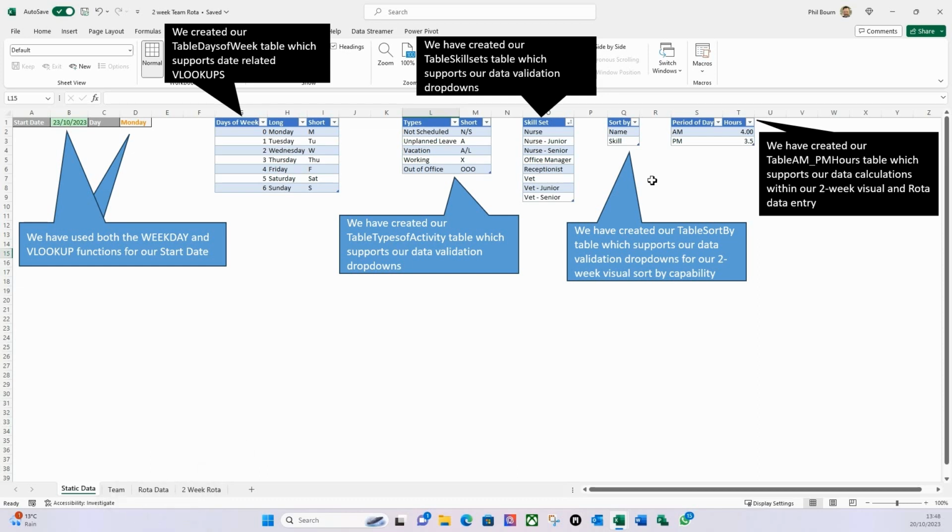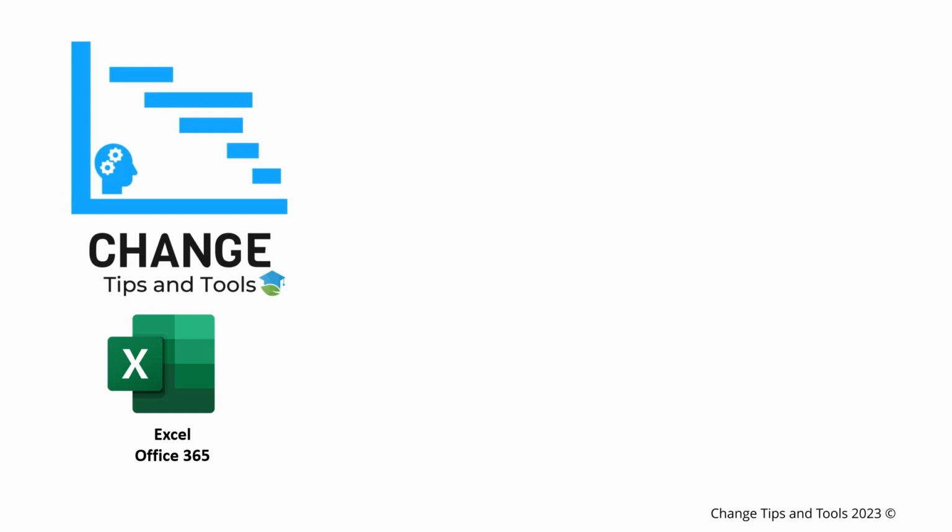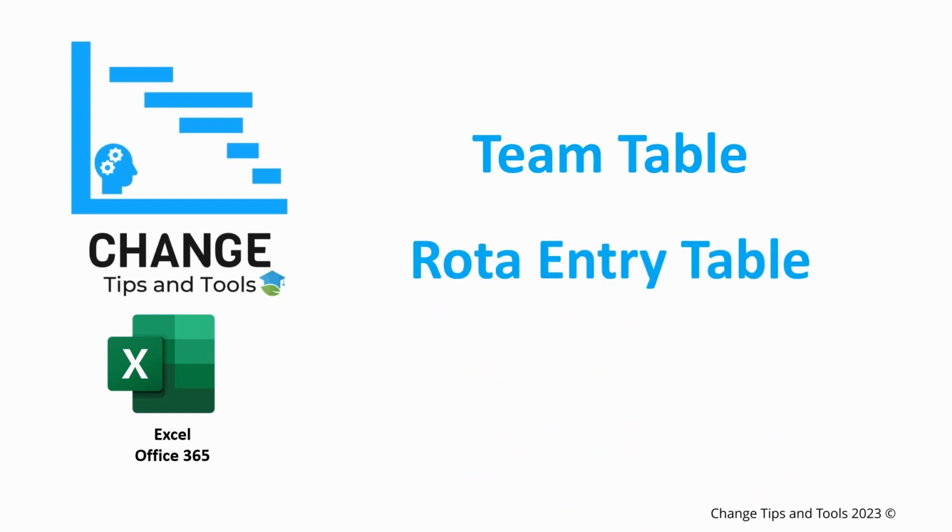So that is the end of our training video on static data. I hope you've learnt something new about Excel, and I hope to see you soon for our next video, which we will look at building our team table, and we'll also build our Rota entry table and also put some calculations within that table utilizing the static data that we've created.